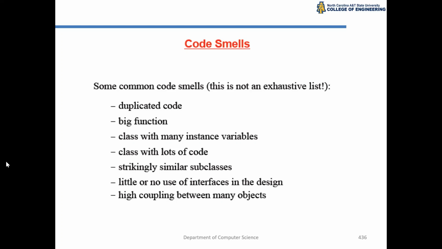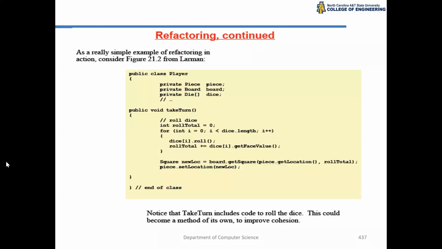This is definitely not an exhaustive list, but you can get an idea about what we mean by code smells. When you see those, you'll definitely try to restructure or refactor your code without changing the external behavior. Here is another simple example. Now we'll see several examples for refactoring and class diagrams.